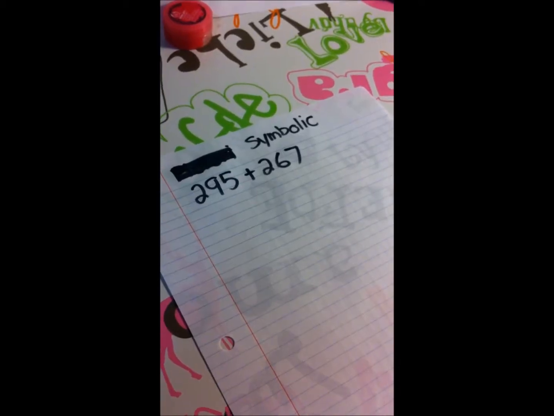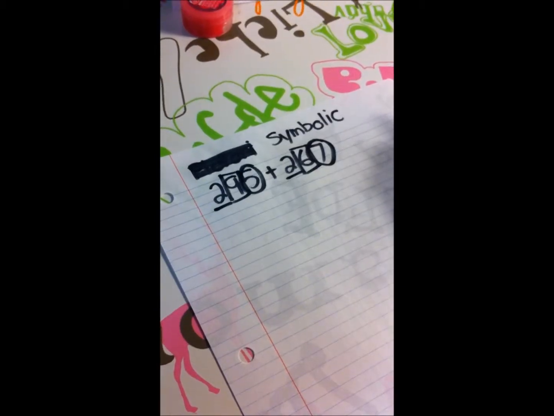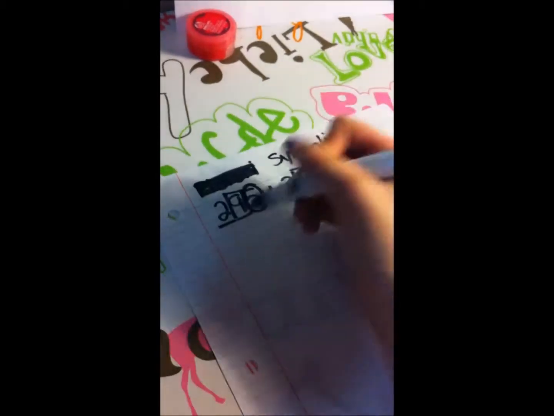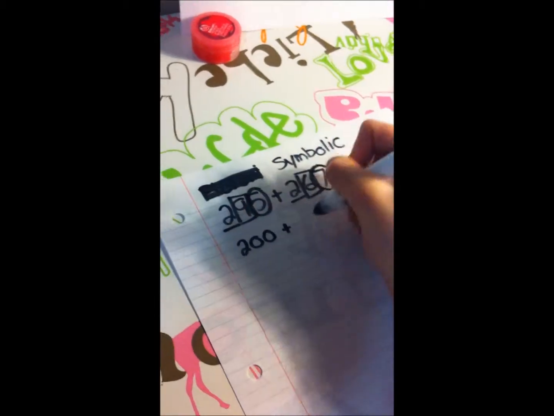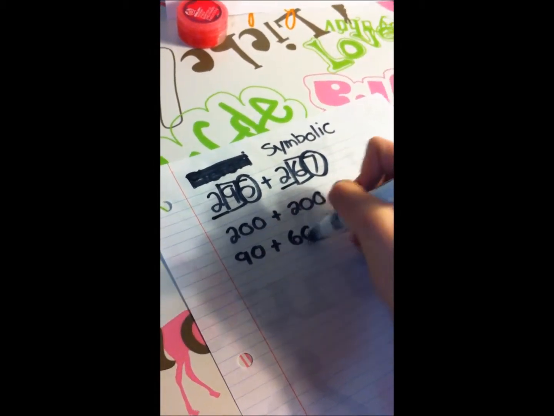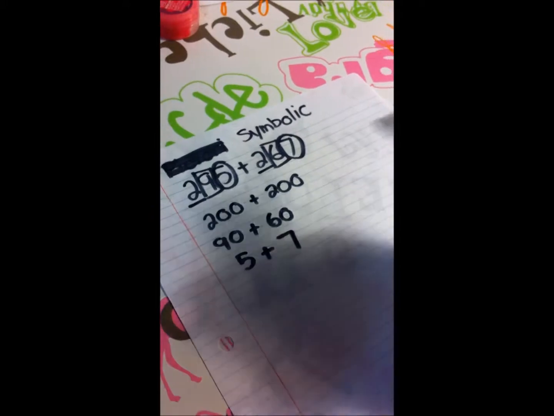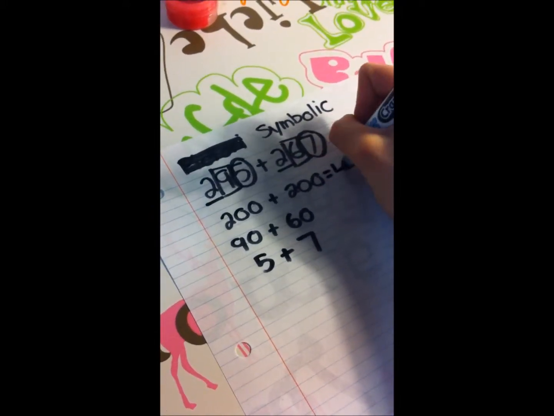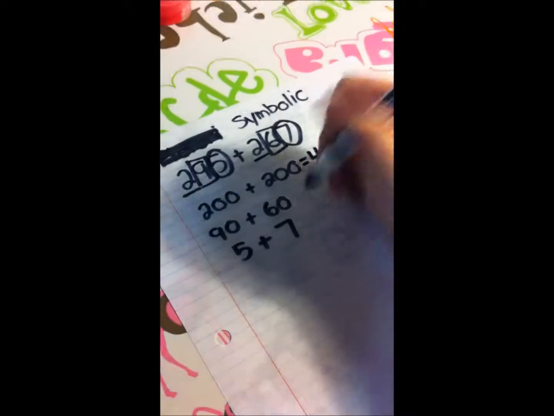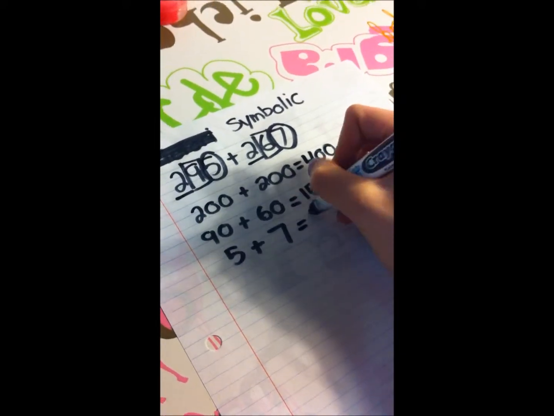Solve this equation using a symbolic representation. So we have to remember that each of these numbers has a place value. So these are the hundreds, these are the tens, and these are the ones. So to find the sum, we're going to start off by taking the hundreds place value. Let's take the tens, which is 90 plus 60. And then we're going to take the ones, which is 5 plus 7. So now we add them together. So 200 plus 200 is 400. 90 plus 60 has a sum of 150. And 5 plus 7 has a sum of 12.